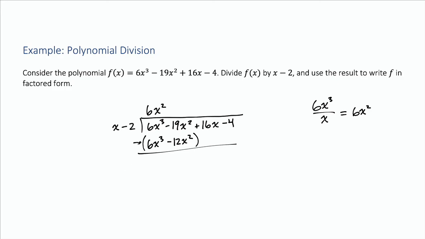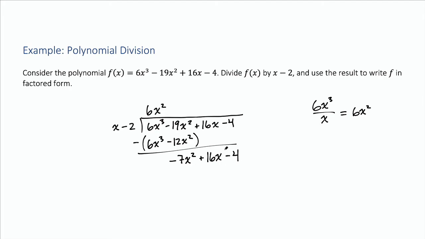So 6x cubed minus 6x cubed is 0. Those just cancel out. They're gone. I don't need to write anything underneath there. Here I've got negative 19x squared and then minus a negative, so that's plus 12x squared. Negative 19x squared plus 12x squared is negative 7x squared. I've got 16x and there's nothing below it to subtract, so I just bring that down. 16x minus nothing is still 16x. Same thing with the negative 4: negative 4 minus nothing is still negative 4.